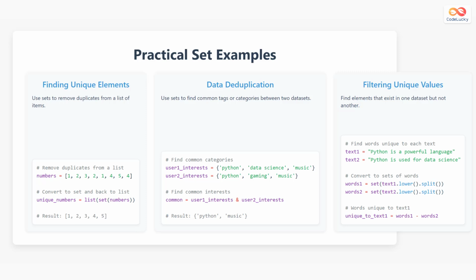Another common use case is data deduplication. You can find common tags or categories between two datasets by using the intersection method. Sets are also used for filtering unique values. This is often used to find elements that exist in one dataset, but not another, using the difference method.